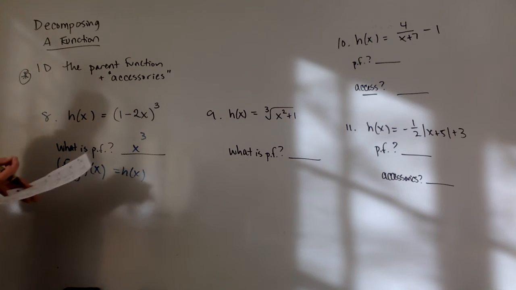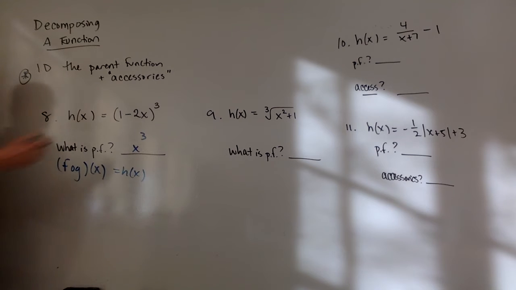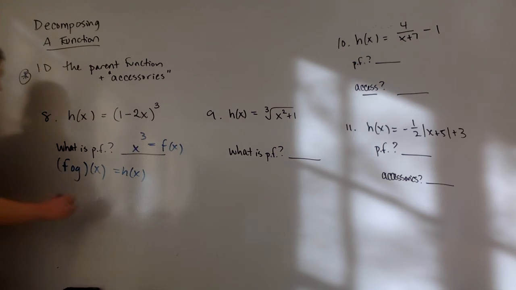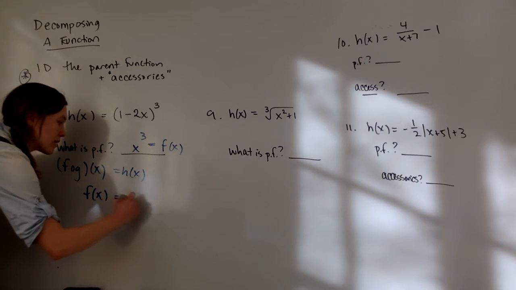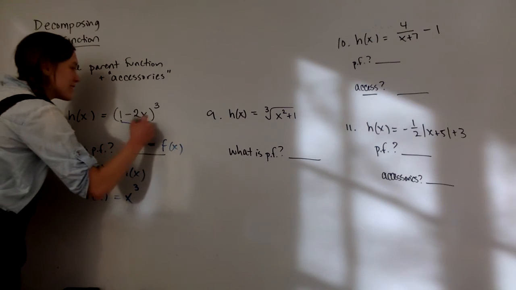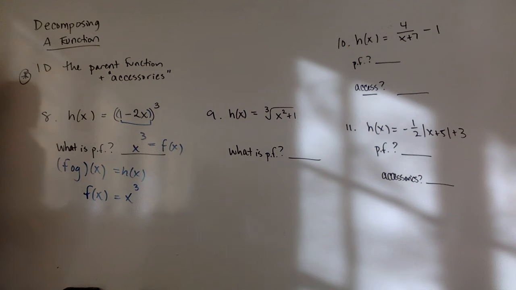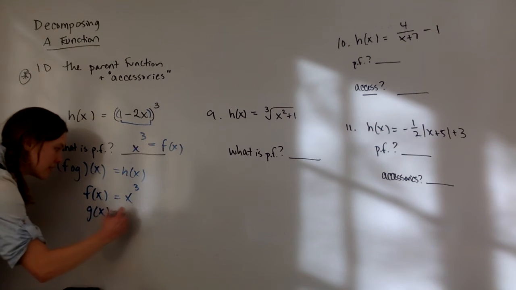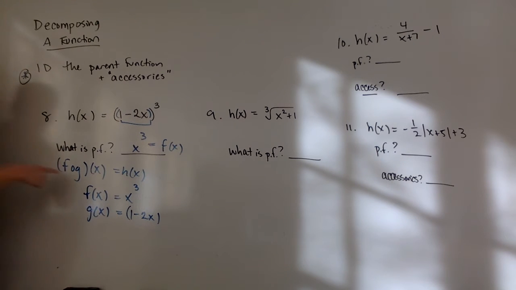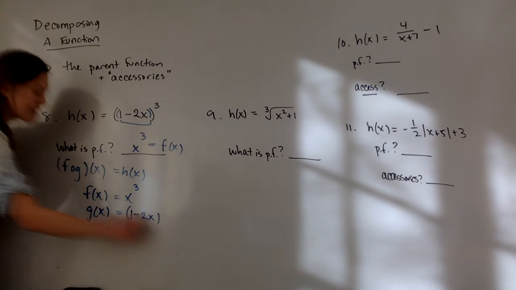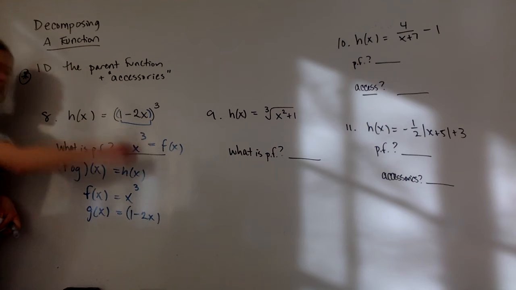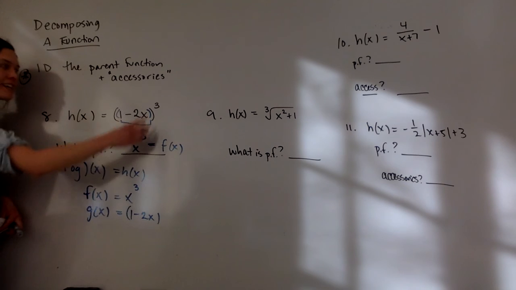So the first thing I'm going to do is identify the parent function, and this is going to become my f of x. So f of x in this situation is going to be equal to the parent function, x to the third. And then I take this stuff, and this becomes my g of x. Because if I take f of g of x and I plug g of x in for my x value in my f of x function, I get to here, right? I take this stuff, I plug it in for x here, and I get to here.